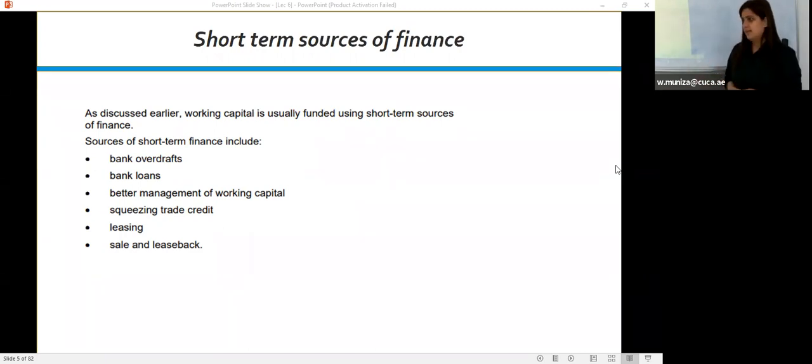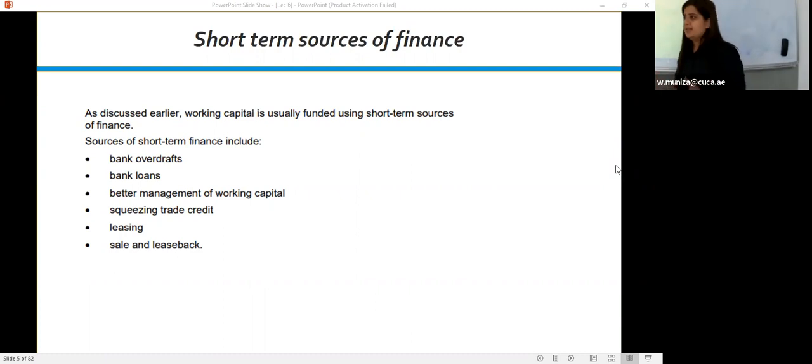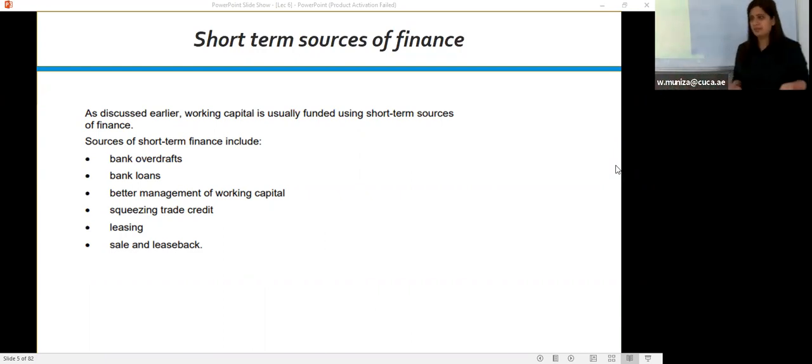And then leasing. Leasing is basically a kind of rent. If we are taking a property on rent, this also provides us a source of finance. A lease can be short-term and it can be longer-term as well. A short-term lease is for a period of less than 50 years, so it will provide us a short-term source of finance. If it is longer than 50 years, it will provide us a long-term source of finance. Then sale and lease back.